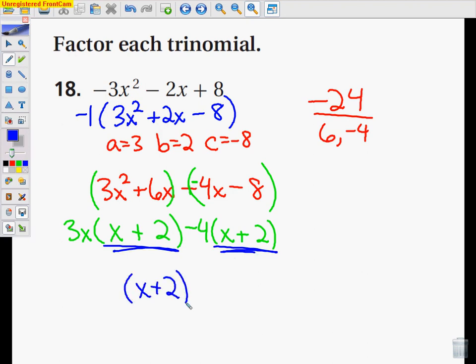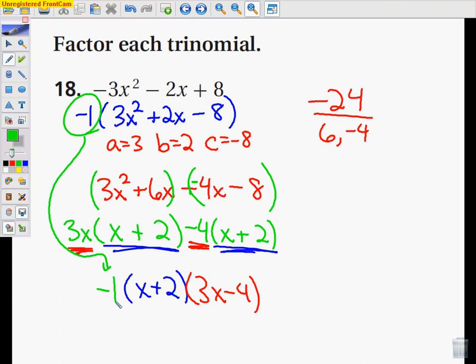So you have your x plus 2 there, and then on the outside we were left with this 3x minus 4. Now, be careful here, because you don't want to forget that we took out this negative 1 at the beginning, so you have to bring it down. So now we have this negative 1 here on the outside, and that is our final answer. Okay?